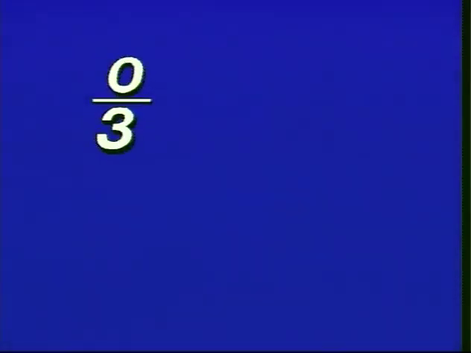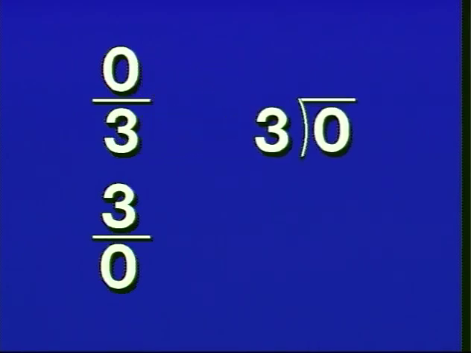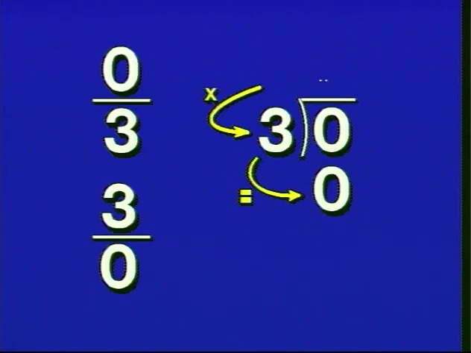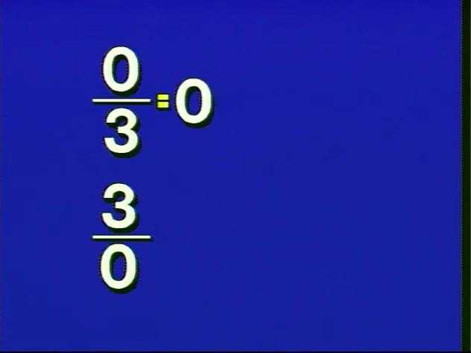Let's look at the difference between 0 over 3 as a fraction and 3 over 0. Now, we know that a fraction implies a division problem. In this one, it means 0 divided by 3. So as a long division problem, it's 3 into 0. Now, what's the nature of long division? It means that we're looking for a number that we call the quotient, which when multiplied times the divisor gives the dividend. In other words, what number times 3 is equal to 0? And we can answer that question with a number, and that number is 0. Now that's why 0 over 3 is equal to 0.